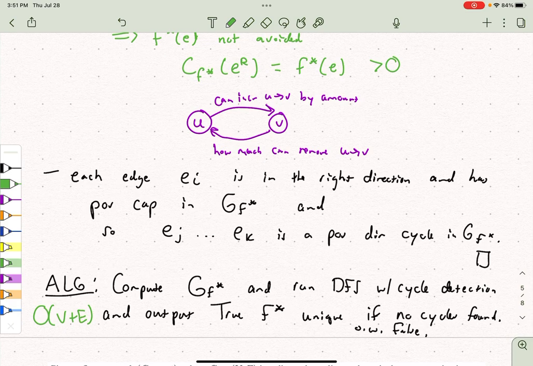Or if we had to start without a max flow, well, we can just do an additional O of V times E to compute the f star and then do the remaining steps. So either way, it's not going to be harder than finding a max flow. And that's the key ideas. Cool.